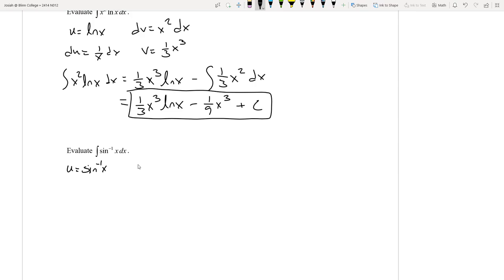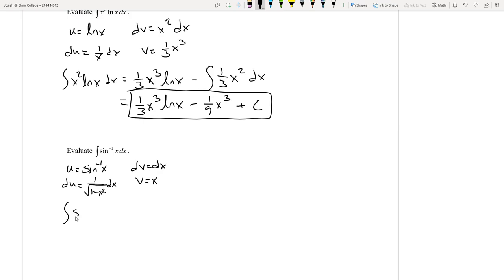All right, so dv, what's left? The only thing left is dx. And so that's what we're going to use. So v would just be x. And then du would be, remember, this is going to be 1 over root 1 minus x squared dx. All right, and then for inverse cosine, remember, it's just got a negative on it.